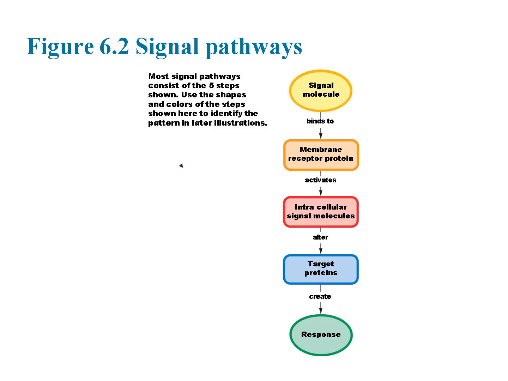This figure breaks down the 5 essential steps that most signal pathways follow, from the initial signal molecule to the final cellular response. Understanding these steps is critical to recognizing how cells process and respond to information. Step 1 begins with the signal molecule, often a hormone, neurotransmitter, or growth factor.